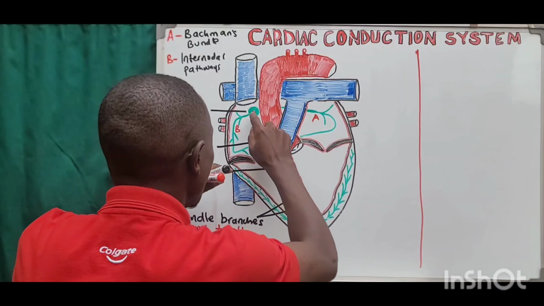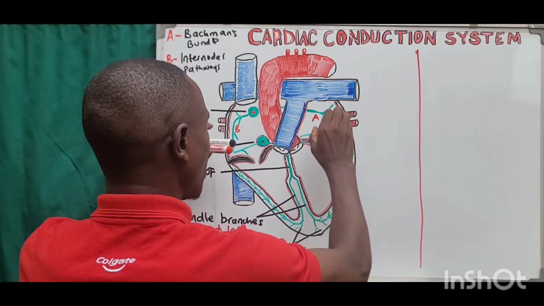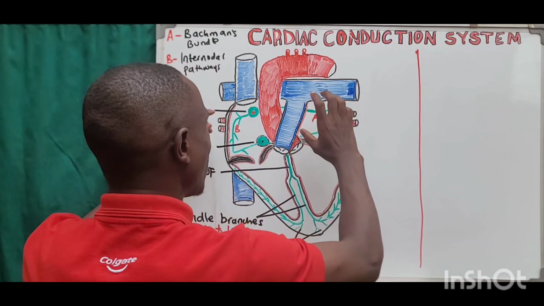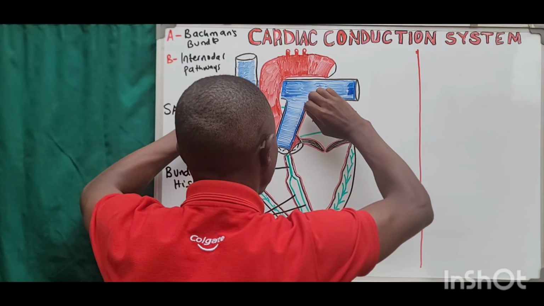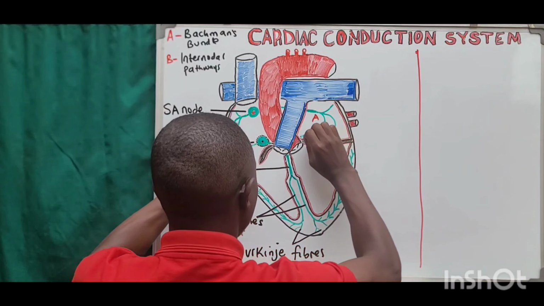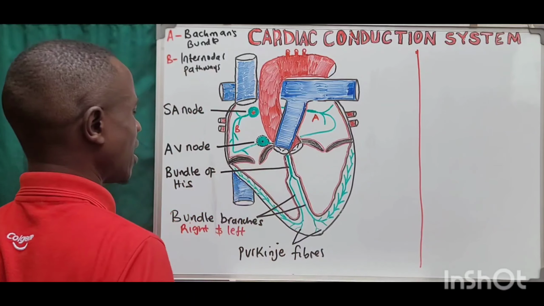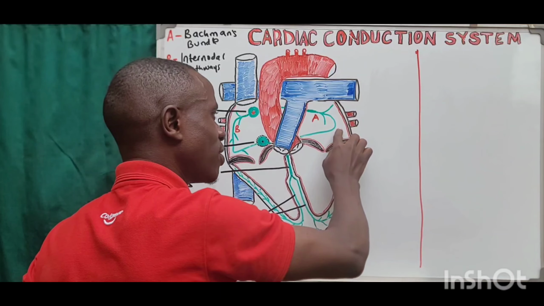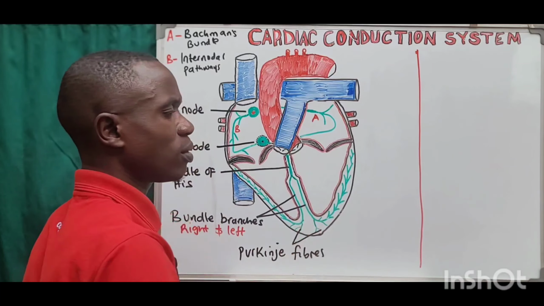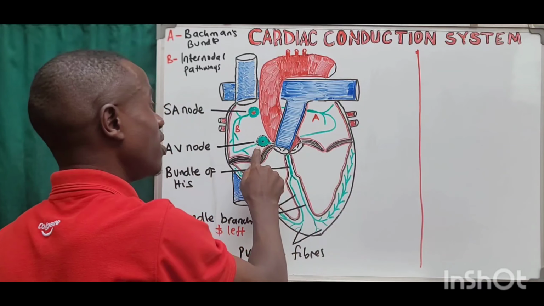Now, when the SA node generates the action potentials and spreads them throughout the entire atrium, it causes the atrium to contract and push the blood down. Then the action potentials converge back on this structure here, which is very important. When the action potentials are, for example, in the left atrium, they will not cross down into the left ventricle. They have to converge on this structure here.